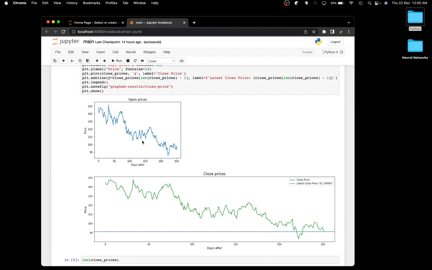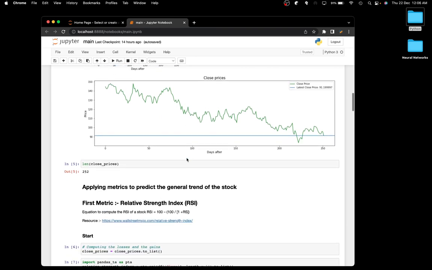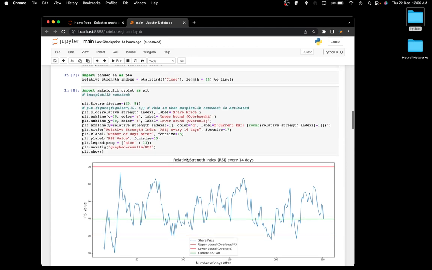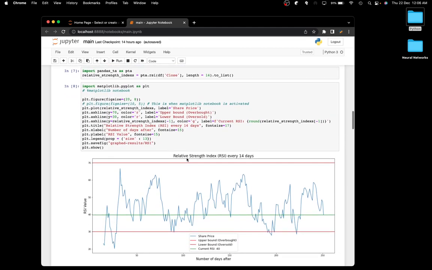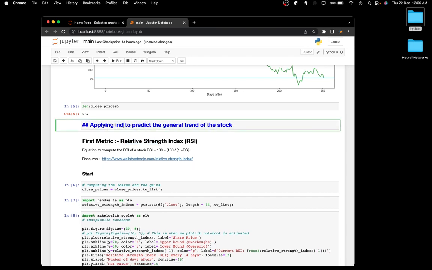Now I know that a lot of people just like to graph these two things and get away with it and make something that predicts the stock price. However, I really don't think you can predict stock prices using just two indicators. These aren't even indicators, just two graphs. So now I've actually used a couple of indicators to give me an idea of what the stock price is going to look like. As you can see, I'm applying metrics to predict the general trend of the stock. Really, it should say indicators, but yeah, indicators.